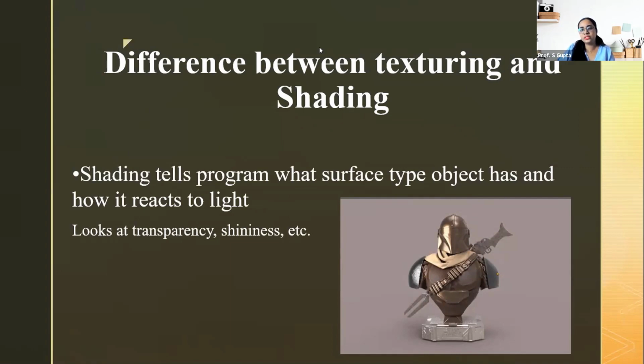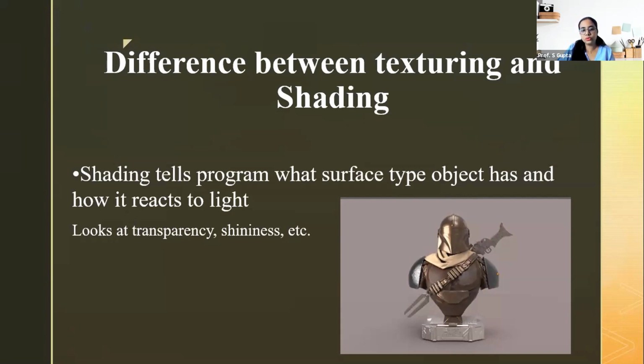We have to differentiate with such difficult terms. Texturing is something different, shading is something different. See, the difference is when we talk about shading, we only use some physical entities, some physical qualities of any material. What physical? That basically involves physics.